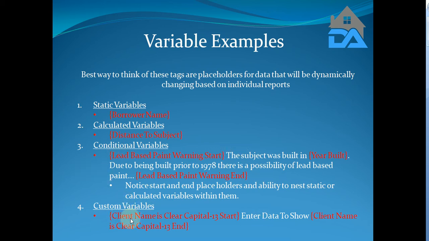Custom variables, again, they're going to look a little bit different, but what you can do is you can set up a variable, and the custom variables work the same way as conditional variables. If a condition is met, it will show this. So for instance, you could create a custom variable for client. If the client name equals clear capital, I want to show this. So for accurate, if the client name equals accurate, you could put a message in there at the bottom of your addendum for your own, to alert you.